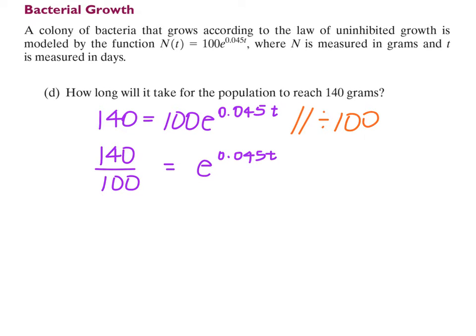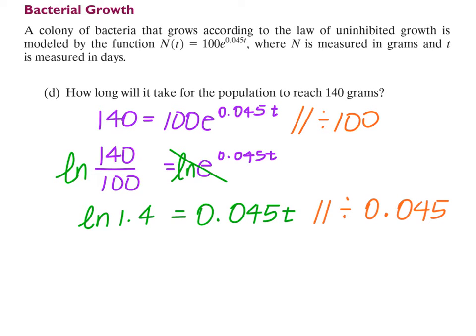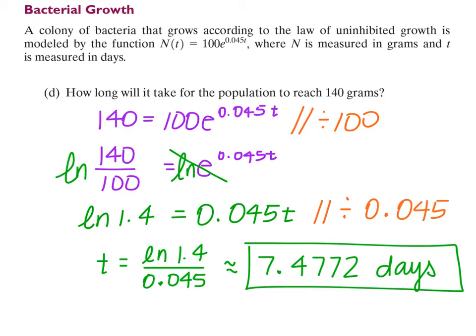Now my next step to get rid of e is to apply ln to both sides. When I do that, ln of e is 1, and that actually just eliminates this. So I just bring this down, so 0.045 times t is equal to the ln of this side, because there's no e there, it won't go away. So ln of 1.4 is equal to this quantity, and if I divide by 0.045, I will get t by itself. I'm going to use my calculator to do this. When I use my calculator to find this calculation, I get approximately 7.4772 days. So that's how long approximately it takes to have a population of bacteria that reaches 140 grams.